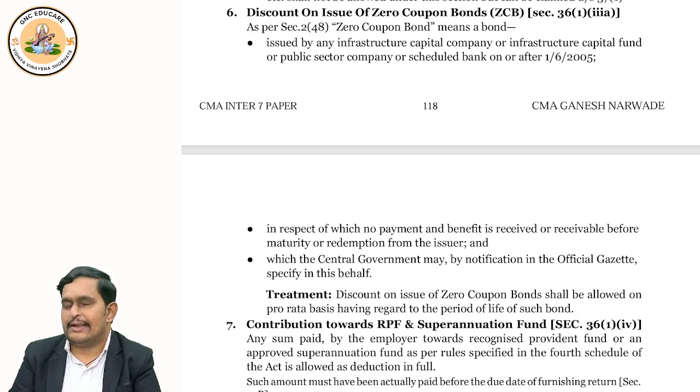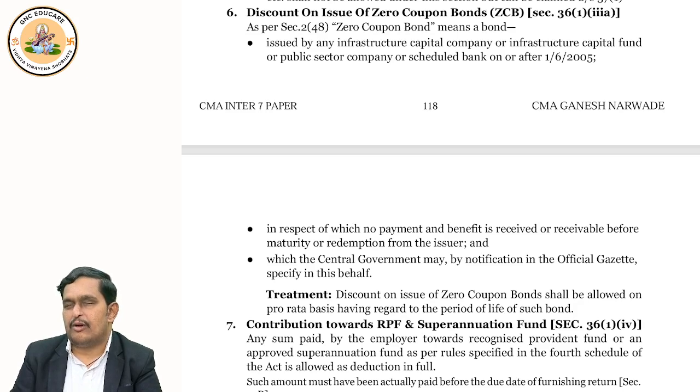Okay, next. We understood all this, but can a company pay interest on share capital? Company may pay or may not, but if the company pays, it cannot claim the interest on share capital as deduction.